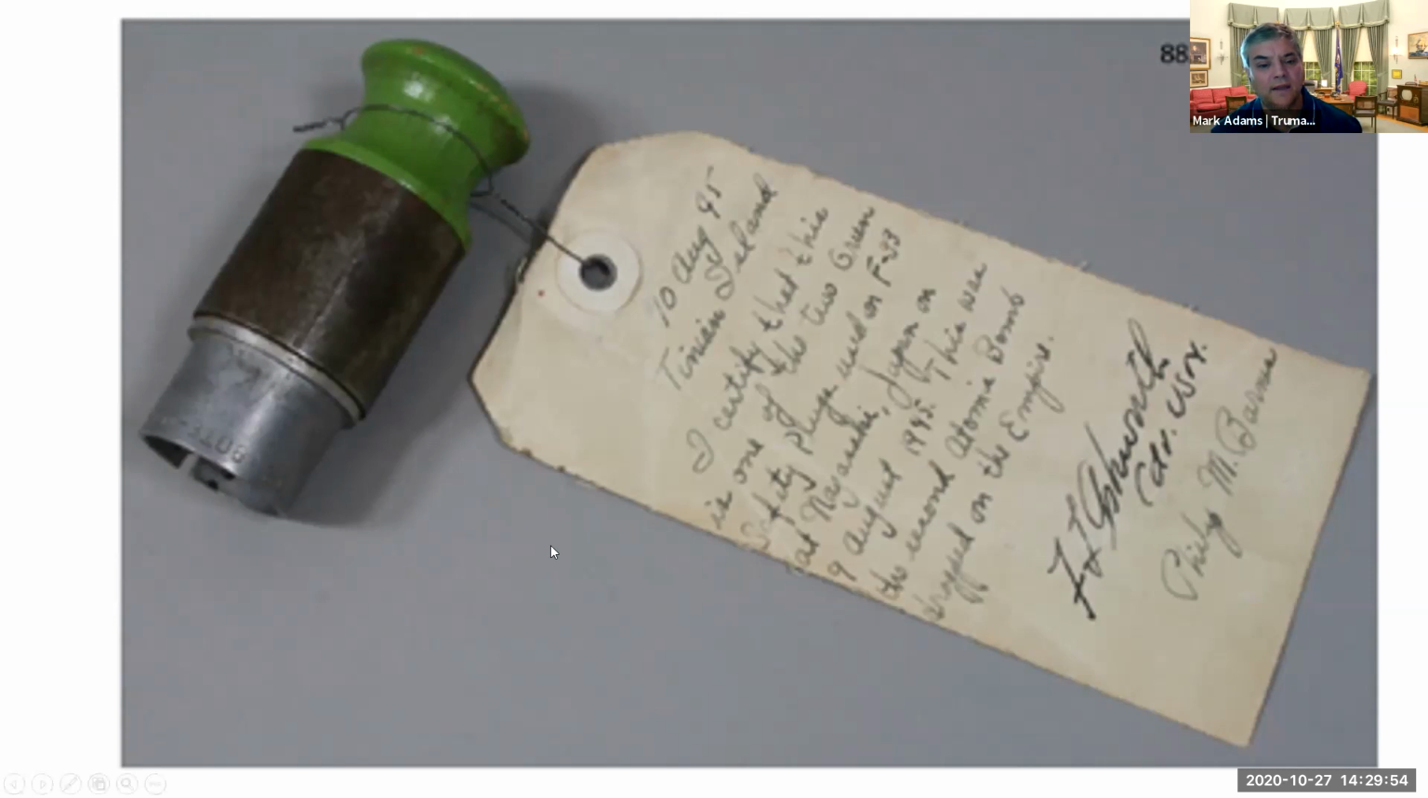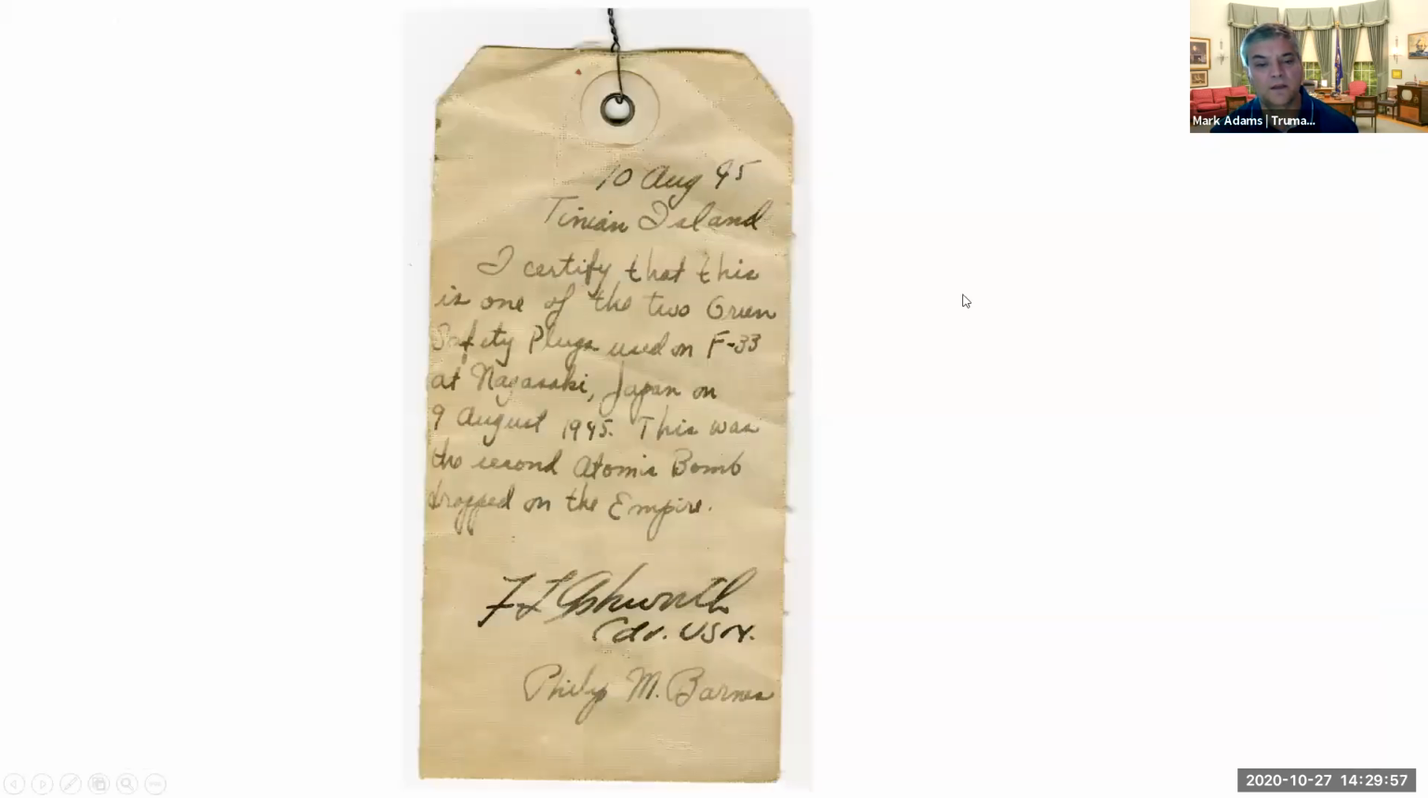Let's look at the tag again. Interesting story about this is that Frederick Ashworth and Philip Barnes were the 2 people responsible for this. And one of them actually came to the Truman Library in the 1990s and donated it to our museum curator, who still works at the library, in the late 1990s. Ryan asked, do we have the plug from Hiroshima? We do not. So what you would depend upon would be the engineers on the plane to think about keeping those. And in this case, Mr. Ashworth and Mr. Barnes did think about keeping it and then ultimately donating it to the Truman Library.